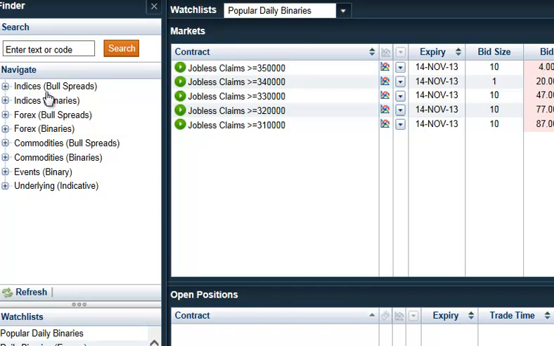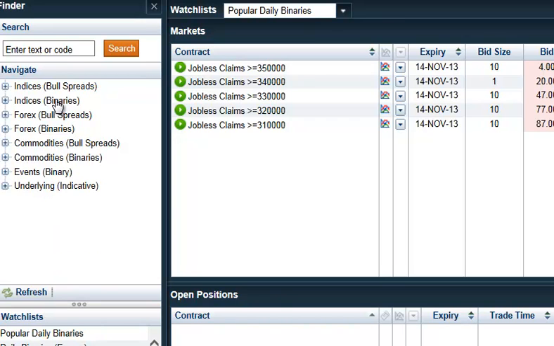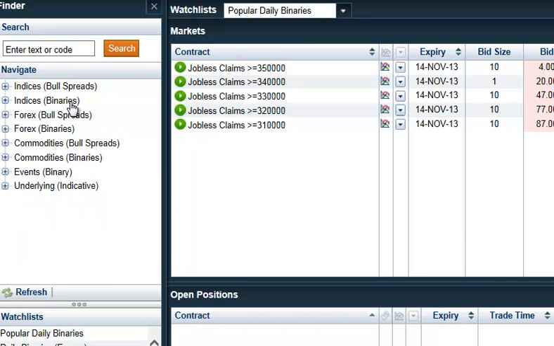Me personally, I stick with the indices and the forex for the most part. I do trade some commodities, crude oil and gold, from time to time, but for the most part I stick with indices and forex. So there's many different options here for binaries. I think that's 25, 30 different instruments to trade, and if you break it down by hourly or daily and so forth, you have a lot of different options to participate throughout the day and the week for your particular trading. So that's a little bit about the binary side of things.